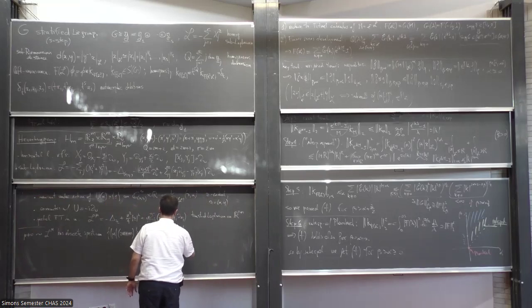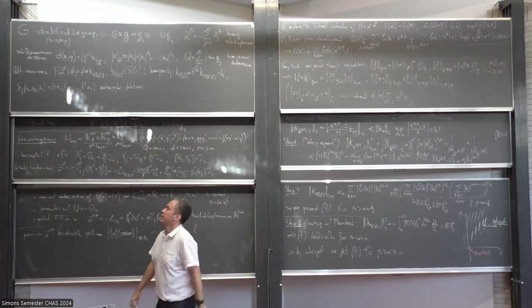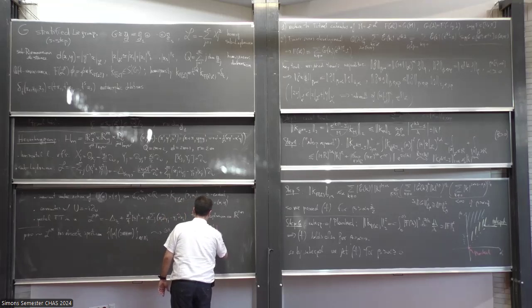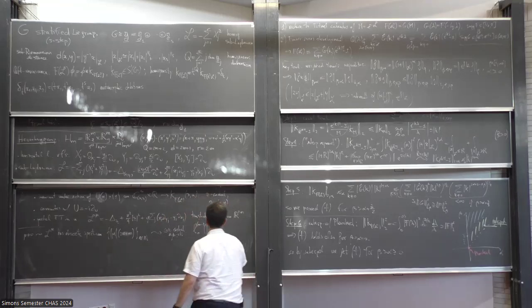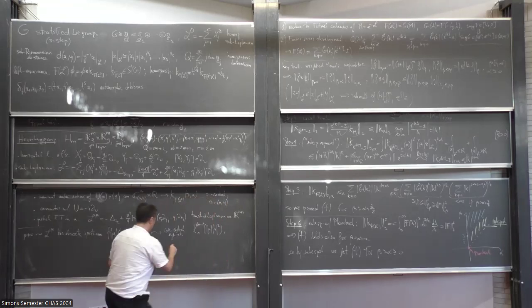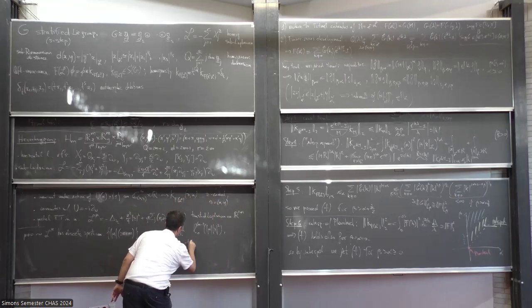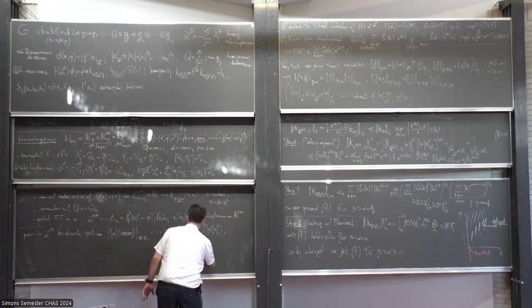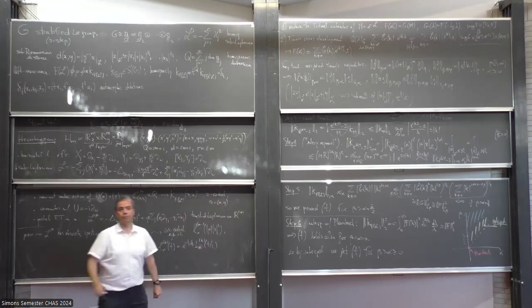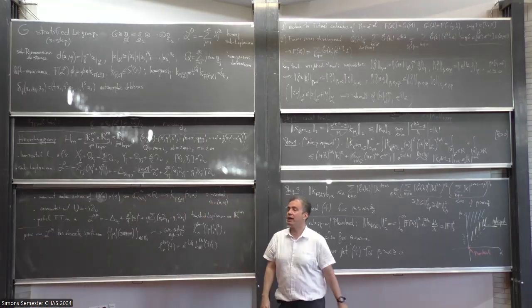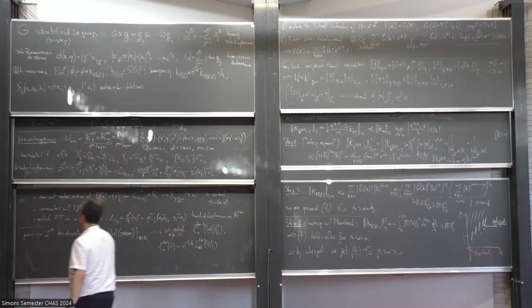eigenfunctions are actually given by Laguerre functions, appropriately normalized, where here I'm using the notation L for the Laguerre polynomial of degree k. Okay? So one can work out more explicitly what the spectral decomposition of the twisted Laplacian looks like.